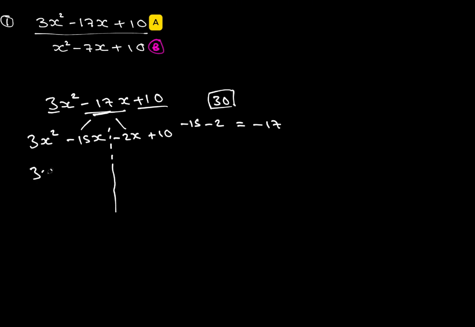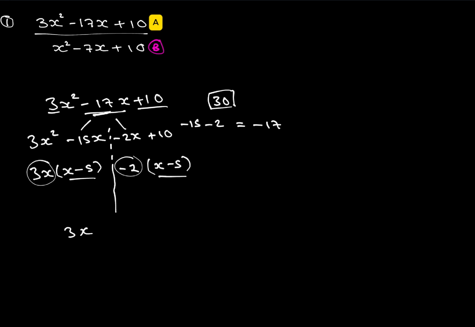So the first bracket is going to be 3x, x minus 5. The x minus 5 should repeat, but we'll just double check it does. Minus 2x and 10, I can factorize out a negative 2. And then inside, I should have x minus 5. Yes, that works. So I'm going to bring the 3x and minus 2 together, 3x minus 2 as one bracket. The second bracket is x minus 5. And we're going to stop there with the numerator.